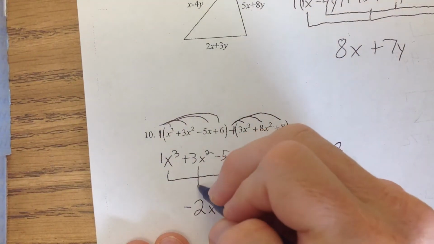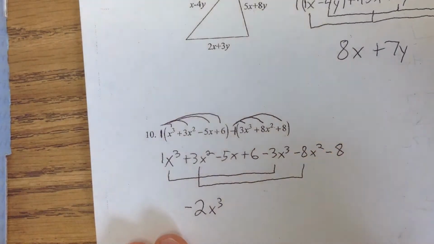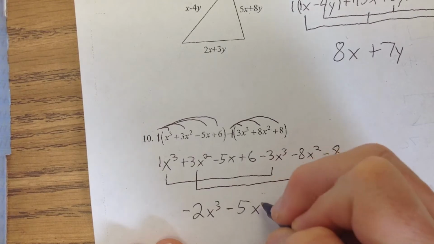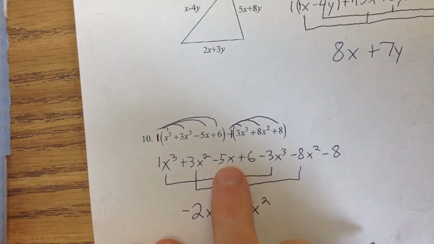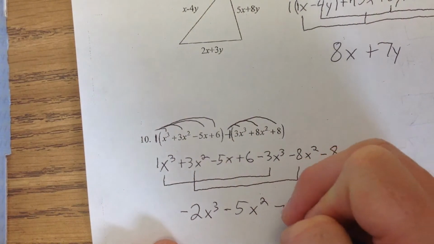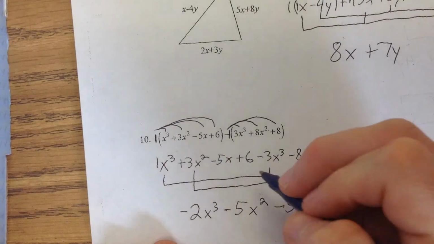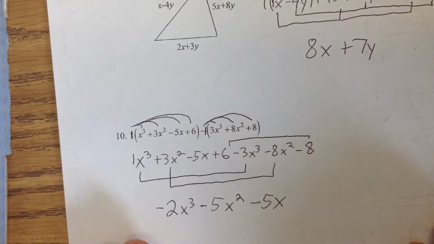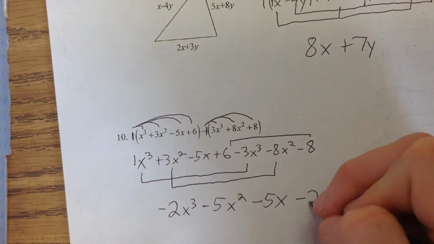We have a 3x squared minus an 8x squared, so that's going to be a minus 5x squared. You're going to notice that we don't actually have anything to combine with this minus 5x, so in that case it just comes down and we keep it the same. And then we can combine this positive 6 with a negative 8, so that's going to give us a minus 2.